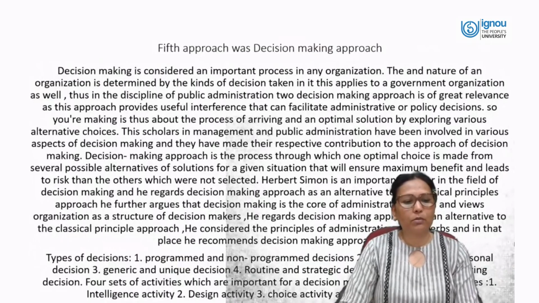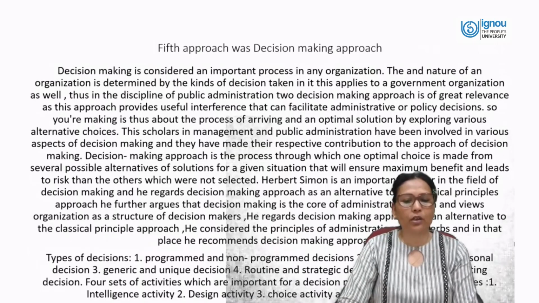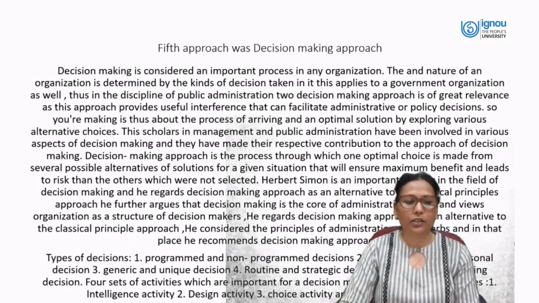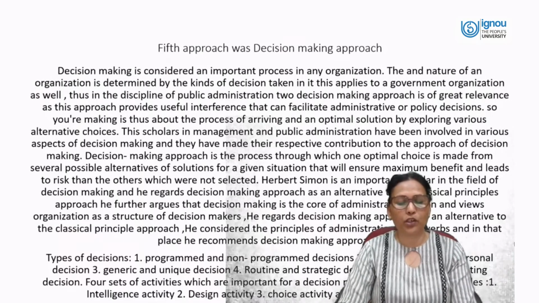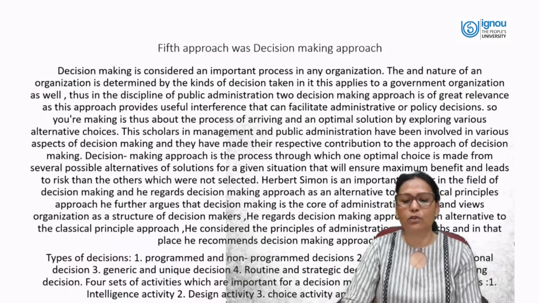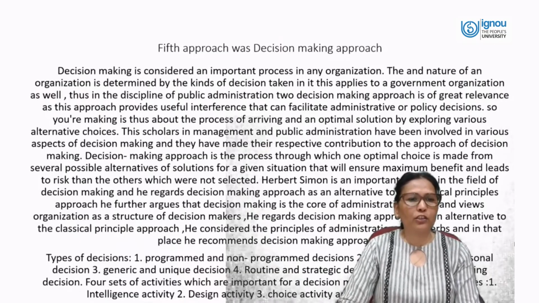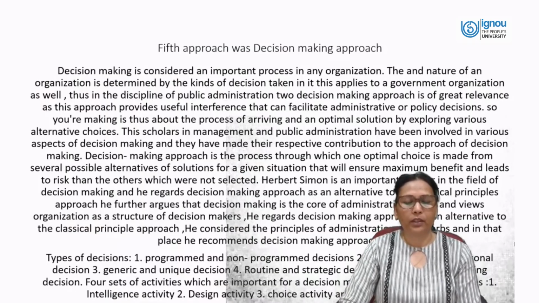Fifth was the decision making approach. The types of decision making were programmed and non-programmed decision, organizational and personal decision, generic and critic decision, routine and strategic decision, and policy and operating decision. Four sets of activities are important for the decision making process: first, the intelligence activity; second, the design activity; third, the choice activity; fourth, the evaluating activity. Decision making is considered an important process of any organization. That was coined by Herbert Simon.